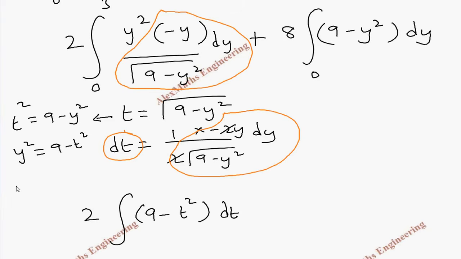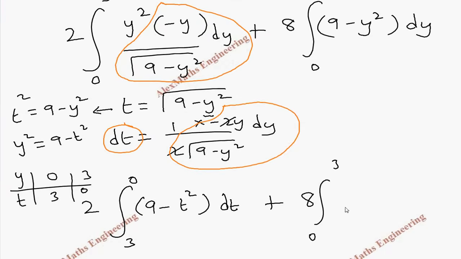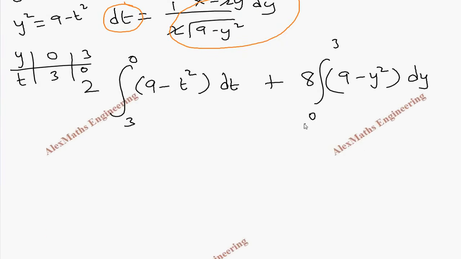So it's a basic integration substitution. And now we have to change the limit from y to t. The limit of y is from 0 to 3. When I put y as 0, this becomes root 9, which is 3. When I put 3 here, t becomes 0. So our limit changes from 3 to 0. We have outside 2, and we have it in terms of t, and this is as it is, integral 0 to 3, because it is already with respect to y. So now we are going to continue this integration. First is with respect to t, second is with respect to y.